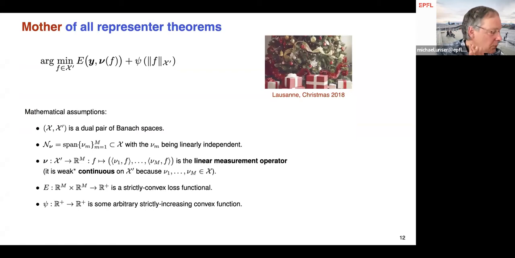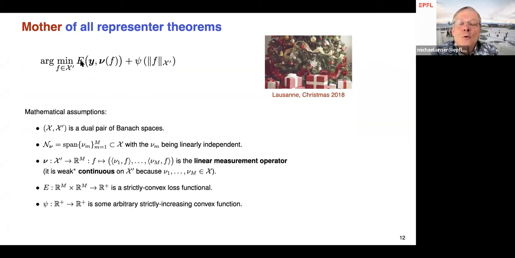Okay, now here comes the representer theorem, and I call it the Christmas theorem because it was Christmas 2018, and my wife wanted me to pack the presents, but I was insisting on improving this theorem, and I actually just managed to prove it in time so that I could finish wrapping up the gifts for the kids.